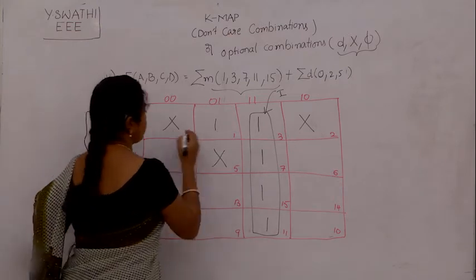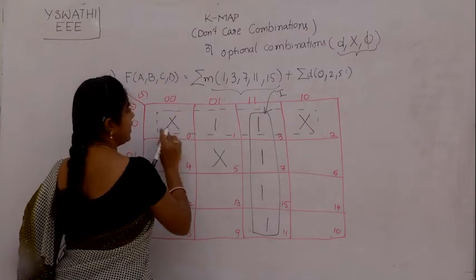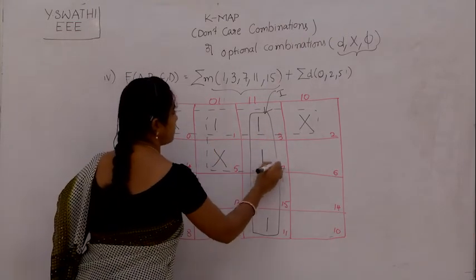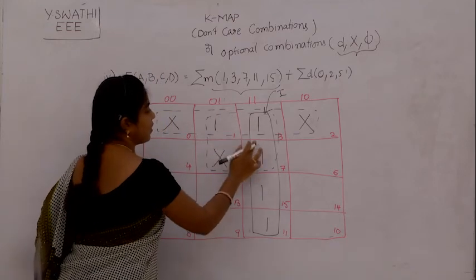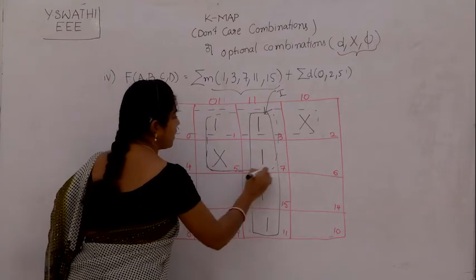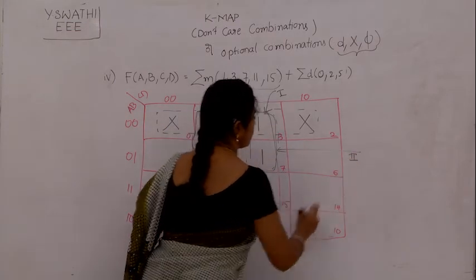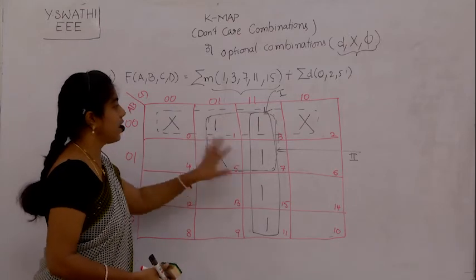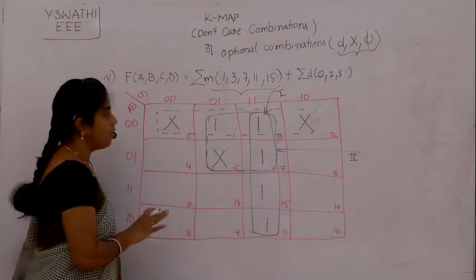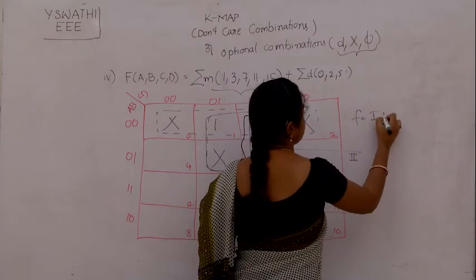If you see this quad, it is having 2 ones and 2 don't care conditions. If you see this quad, it is having 3 ones and 1 don't care. So it is better to take this quad as our next prime implicant, because it is having more ones than don't cares. So this is our second prime implicant, and there are no leftover ones here. So our function is a combination of 1 plus 2.